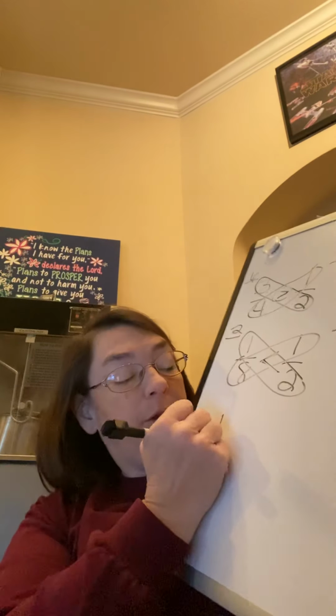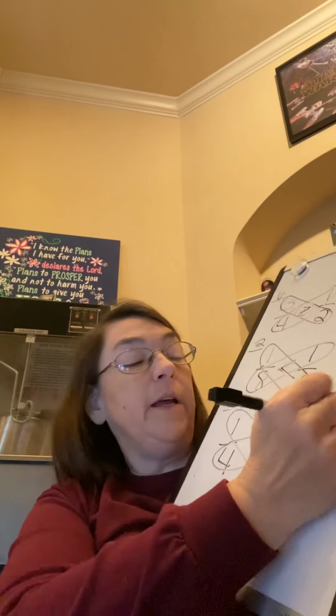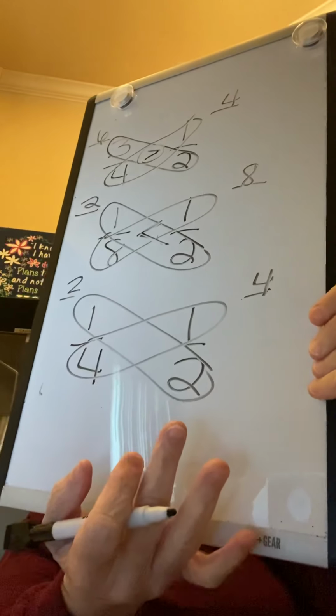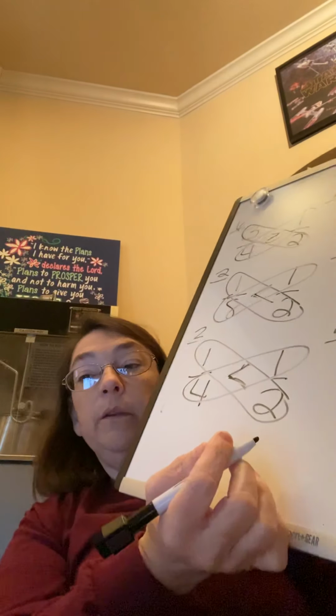Okay, 1/4 and 1/2. Butterfly, I get 2. The other butterfly, I get 4. Which one's bigger? 1/2. So is 1/4 closer to 0 or 1? 0. So I would circle that one.